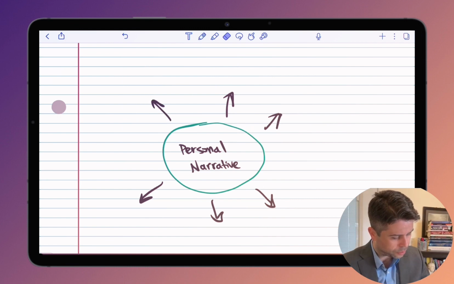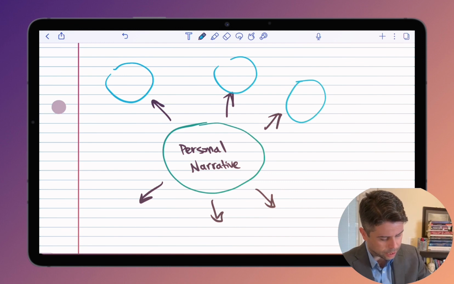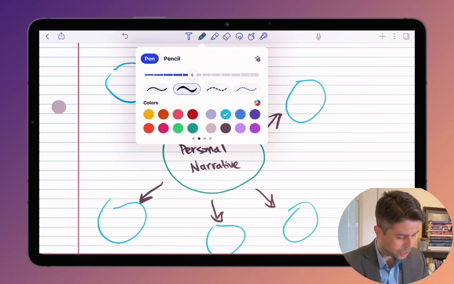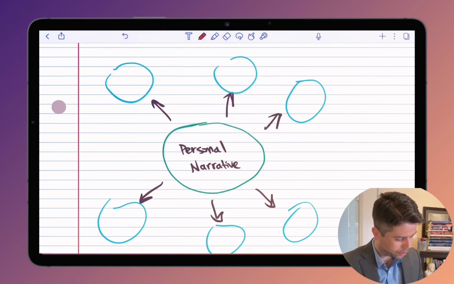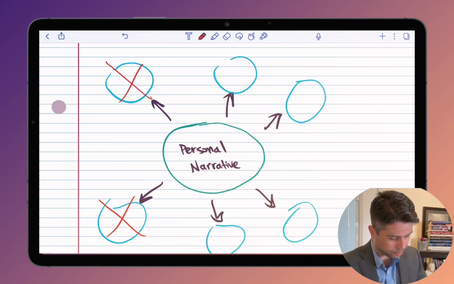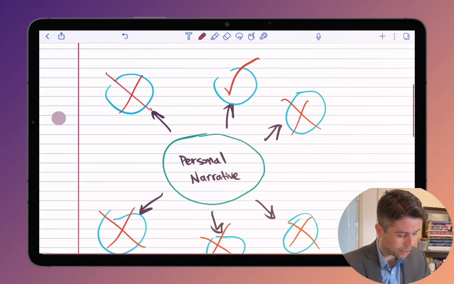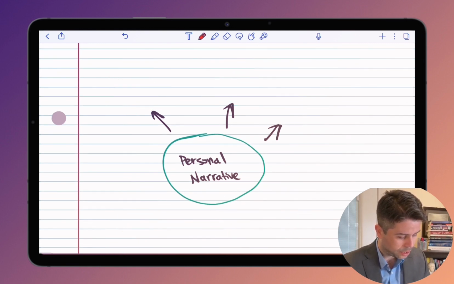And I would have smaller circles here on the outside, and I could look at each one of these ideas, compare them, and then through what we call a process of elimination, I can get rid of my least favorite ones, or the ones I'm least interested in writing about, until I've decided on one that I really do want to write about. So that would be the concept map.